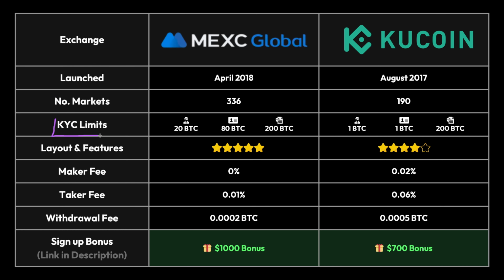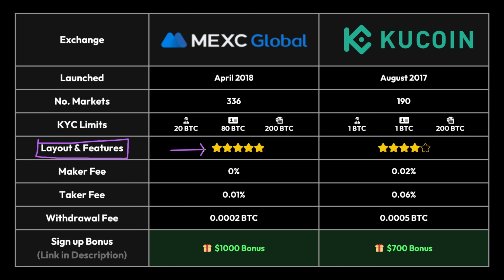Let's also check out the KYC limits. I divided them into no KYC at all, ID verification, and additional proof of residence. As you can see, the limits on MEXC Global are much higher compared to KuCoin. So if you want to trade anonymously and not provide too much personal information, I highly recommend you check out MEXC Global. Let's now look at the layout and features we have on the platforms.